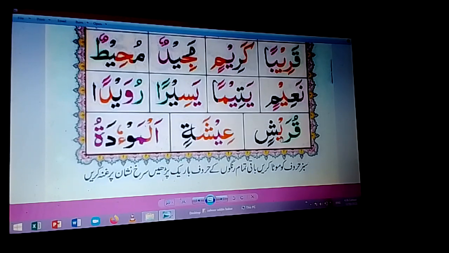Same rule is applicable in this box. Tu ray shin. Quraishin. Quraishin. And next is Aishatin. Here, ya is silent, and before ya there is kasra. There is ain and it has kasra. This would be longer. Aishatin. And next last letter is al maudatu.